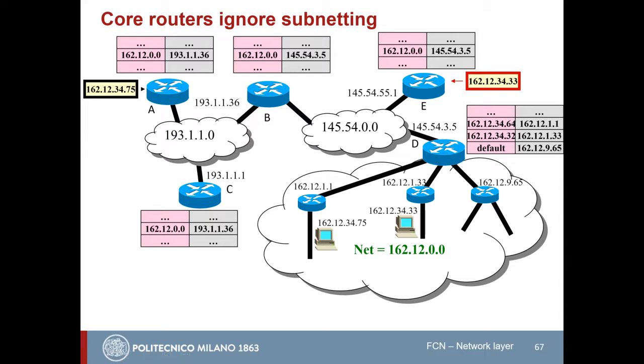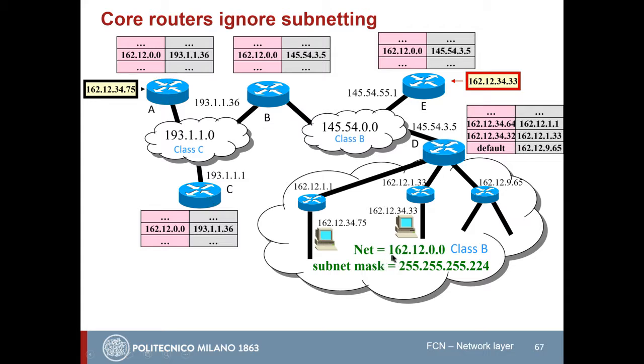Okay. So let's take two packets. This is one packet with destination address 162.12.34.75. This is another packet. Both the destinations are inside this big network, which is a class B network, but they are on different subnets. While the packets are traveling outside the network, they can be routed according to the single external prefix.